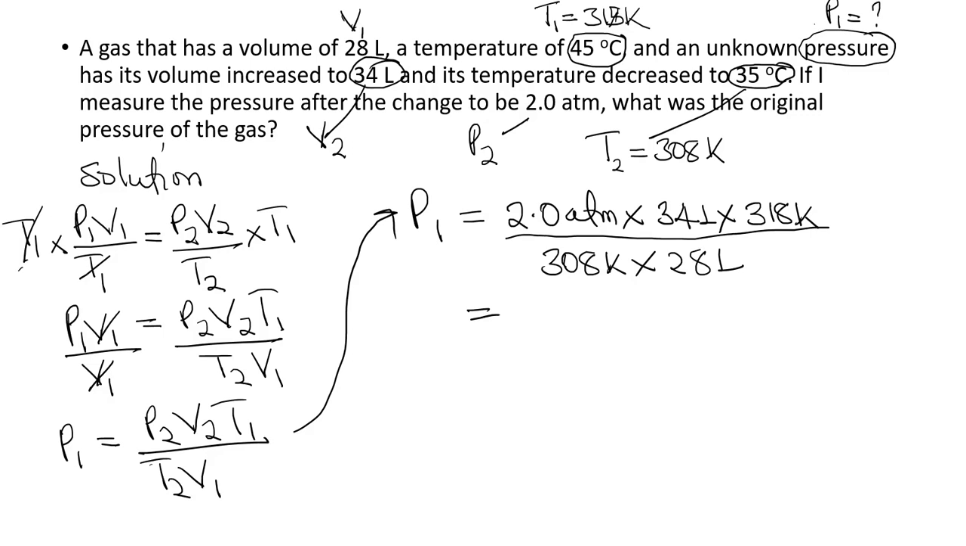So if we make our calculation, 2 times 34 times 318 divided by 308, we find that the answer here is 2.5 atmospheres. That is to two significant figures. That is our initial pressure, P1.